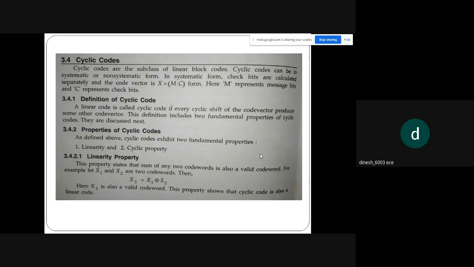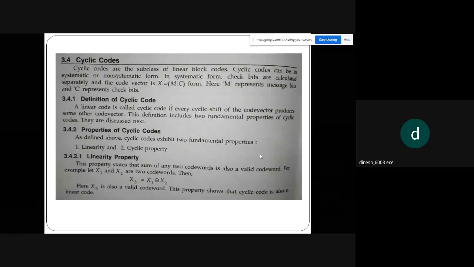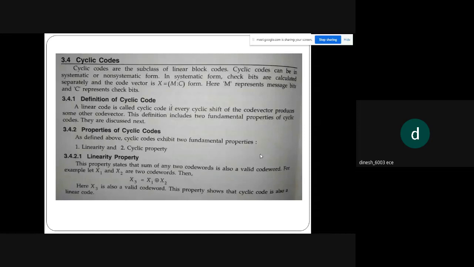In systematic forms, we know that we can separate the code vector or the check bits by putting a small notation between message and check bits as X is equal to M, semicolon C. This is the form for systematic, where M represents the message bits and C represents the check bits. So M we calculate from K, number of bits of K, and C we calculate from the number of bits of Q. So this is your cyclic code.